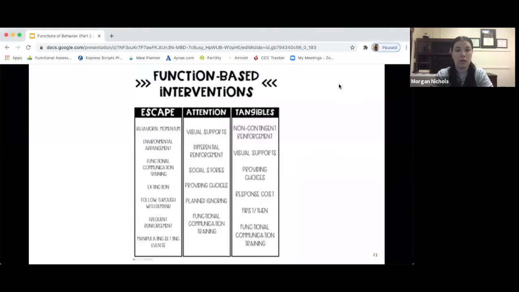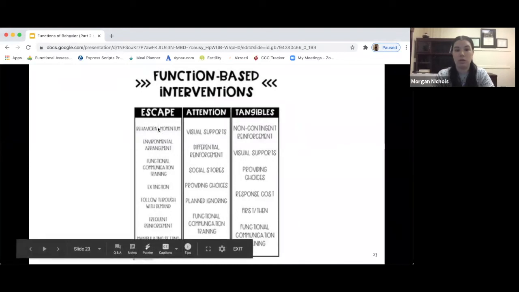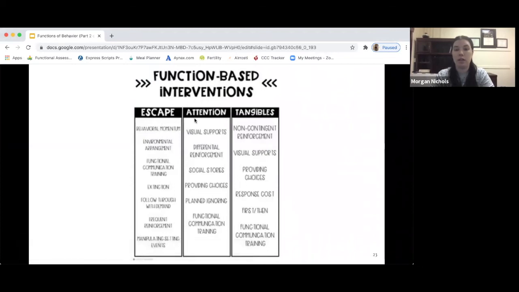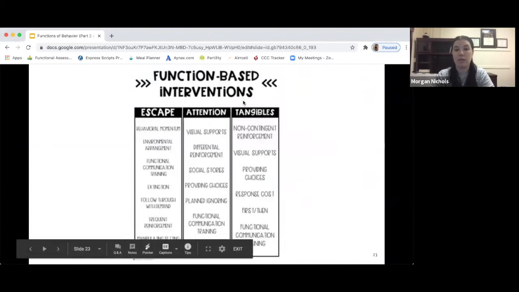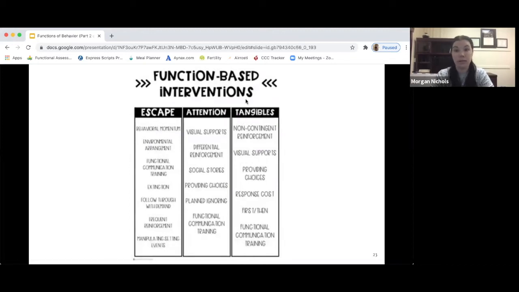Here is a chart of function-based interventions, right? So if the reason the child is doing their behaviors is that they want to escape or avoid something, here are some tactics we can use to make sure that they don't escape or avoid it. If the reason the student is trying to do something is to gain your attention, here are some tactics we can use. And if the reason the student is doing that behavior is to gain a tangible, an iPad, a computer, a phone, an activity, they really want to play basketball, then here are some interventions we can do. And I break these down in more detail on the next few slides.